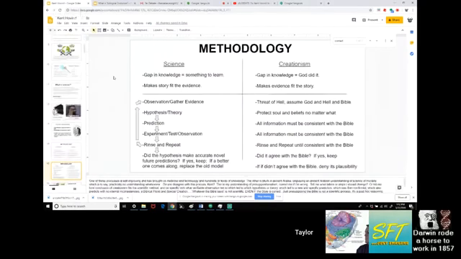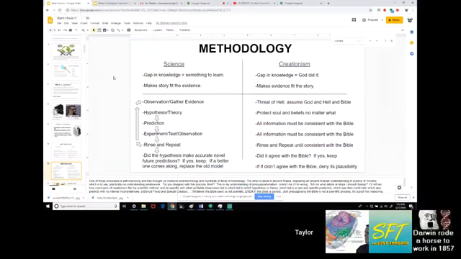Okay, so we're just going to go over the methodology of science versus religion. Science observes and gathers evidence, produces a hypothesis or a theory, which produces a prediction, and that prediction is tested, and we go with those observations, and we either retest it or go to other questions. Now, this is the methodology of science, and evolution fits this methodology.